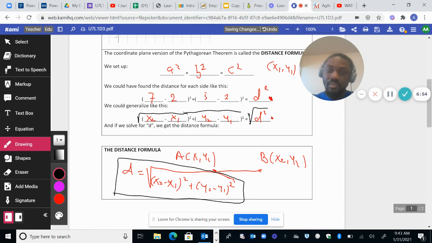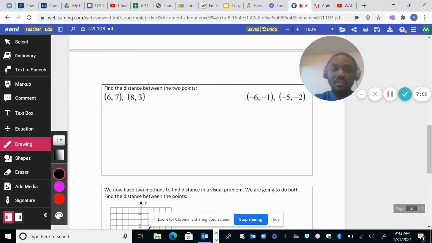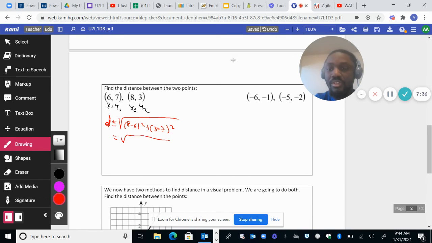Okay, so we're going to use the distance formula to work on these problems here, and we call it a day. If this is your x1, y1, x2, y2, the distance formula says D equals the square root of (x2 minus x1), that's 8 minus 6, squared, plus (y2 minus y1), that's 3 minus 7, squared. Distance is always positive, so you're never going to see a negative number. If you got a negative number, it means you did something wrong in your calculation.